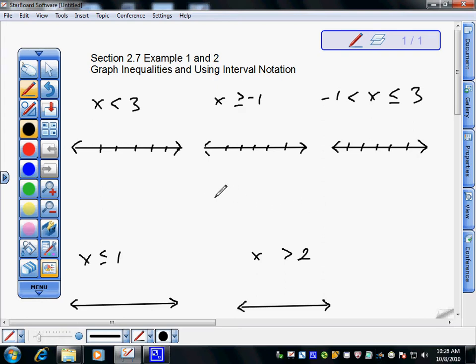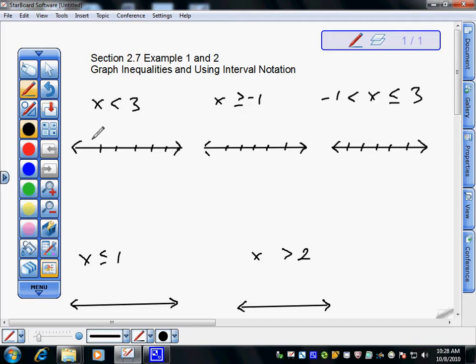Before we can begin solving inequalities, we need to have some basic background. One, we want to be able to graph them, and the other thing is we need to be able to create interval notation, and we also want to be able to understand all of these things that I just said. So graphing inequalities, very straightforward.